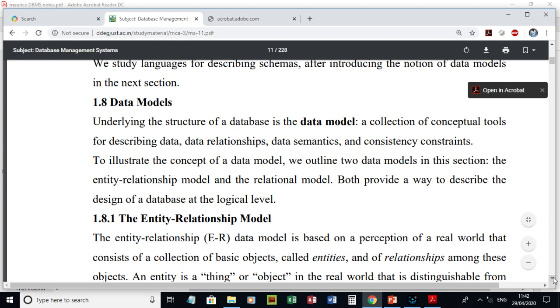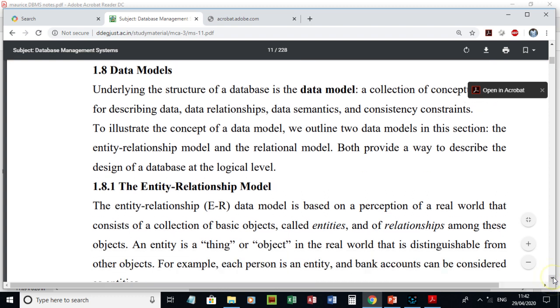So the entity relationship data model is based on a perception of a real world that consists of a collection of basic objects: object one, student; object two, course; object three, lecturer; object four, department. They all belong to the big picture entity called university, hospital, or bank. And there are relationships among those objects.